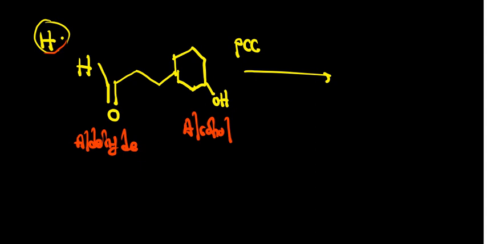So now, since we have a secondary alcohol and we also have the aldehyde in this reaction, how is this going to proceed? The PCC is an oxidizing agent. It is going to oxidize the secondary alcohol. So I'll mention that this is a secondary alcohol. It is going to oxidize the secondary alcohol to a ketone.